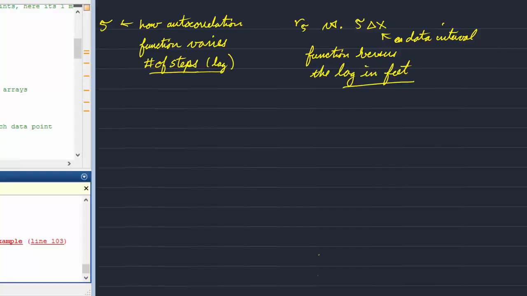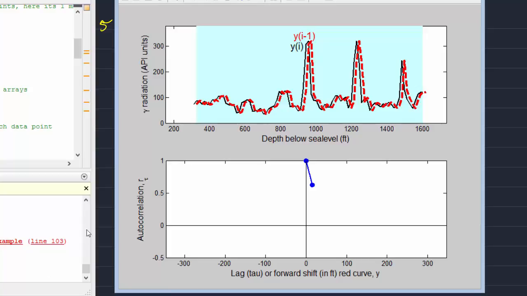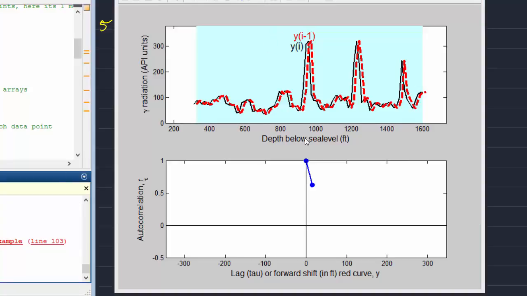Okay, so let's look at that one more time. So again, here I've shifted the function by a lag of 1, which corresponds to, I believe, 15 feet. That's the interval in which I've sampled this curve.